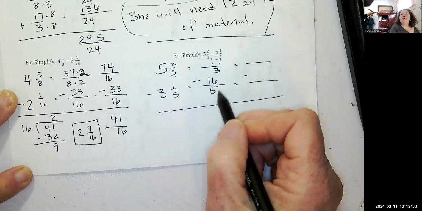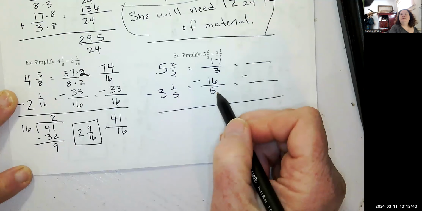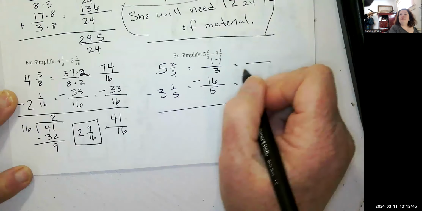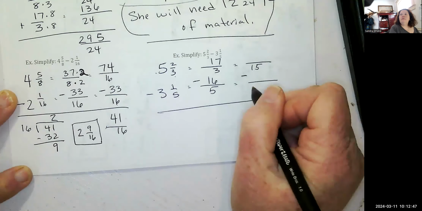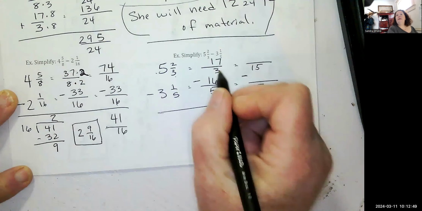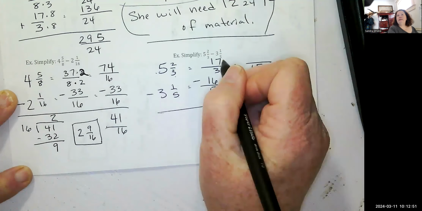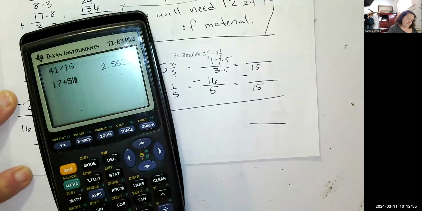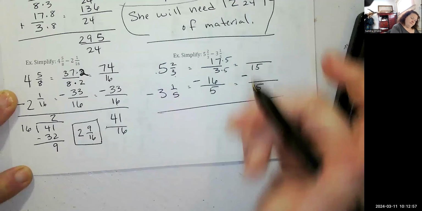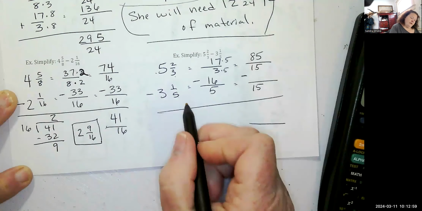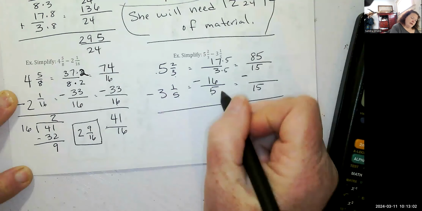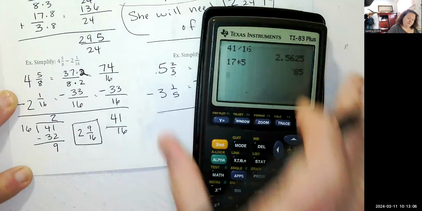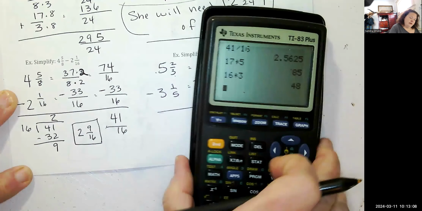We're going to now have to get the common denominator. So you're going to have to come up with your multiples, your 3, your 6, your 9. You're going to find that 15 is going to be the LCD. 3 times 5 is 15. 17 times 5 is 85. 5 times 3 is 15. 16 times 3 is 48.